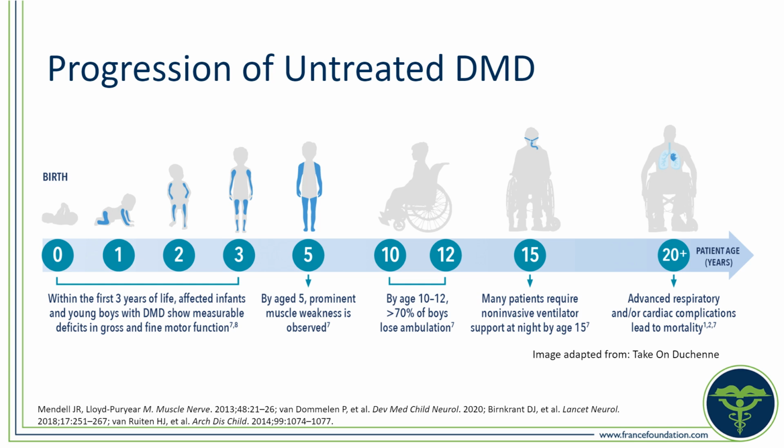Typically, though, patients do not come to clinical attention and diagnosis until closer to age 5, at which time there is prominent muscle weakness. Usually parents are noting things like difficulty getting up from the floor, difficulty running, keeping up with their friends, and frequent falls. From this point, we see continued deterioration of muscle function and unfortunately loss of ambulation, typically between age 10 and 12, again in untreated boys.